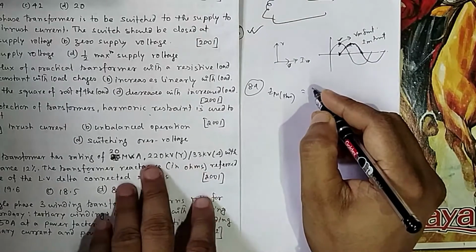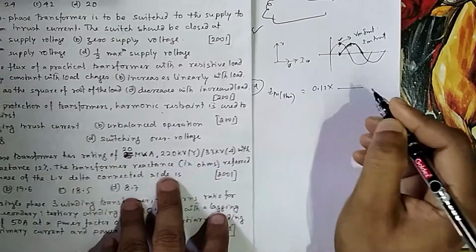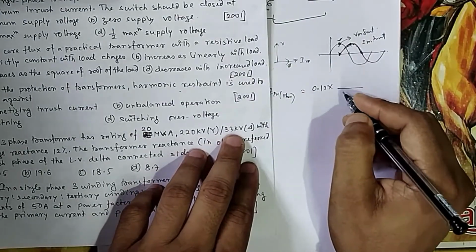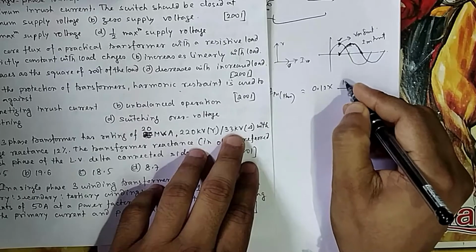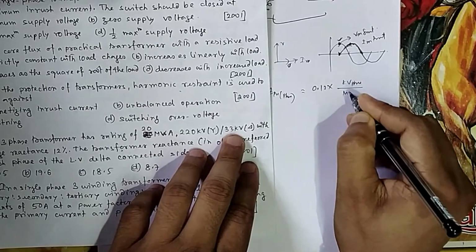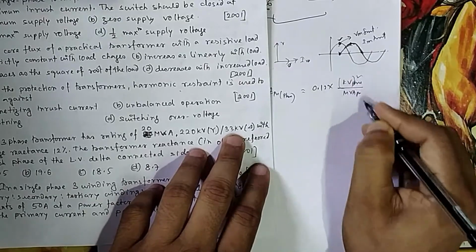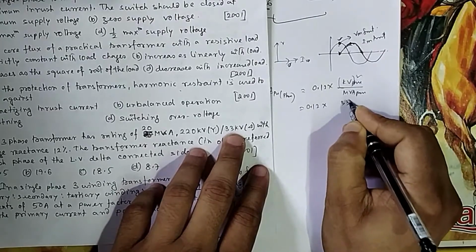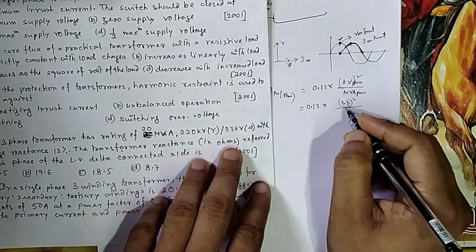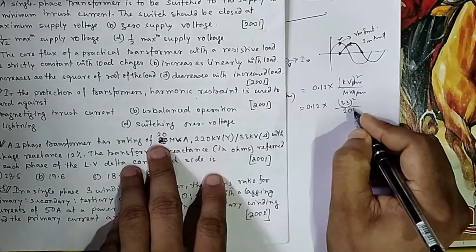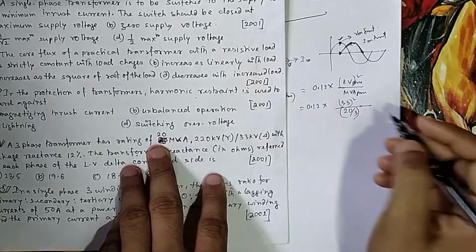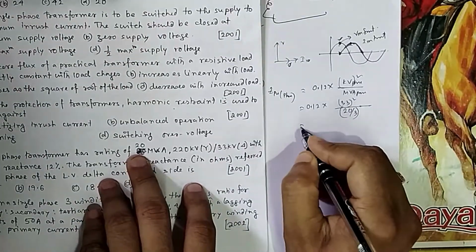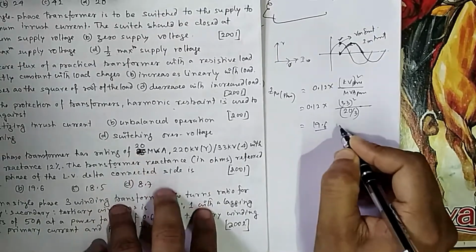Your Z per unit is given as 0.12, multiplied by the base on this side. It is per phase, so it should be Vp and MVA also per phase. It should be kV per phase and MVA per phase. Base impedance is kV square, actually V square by MVA, but all should be per phase. So it should be 33 square, or you can write 33k square, divided by MVA, which is 20 per phase, so 20 by 3. Write 20 into 10 to the power 6 if you place 10 to the power 3, otherwise it will cancel out automatically. If you do this, you will get 19.6. That is your option B.